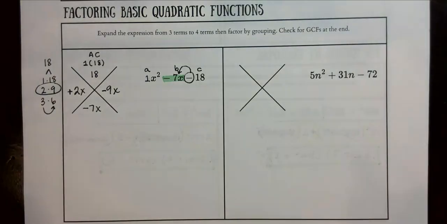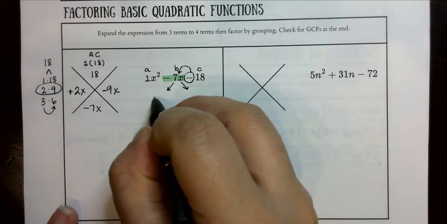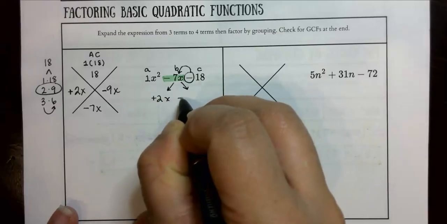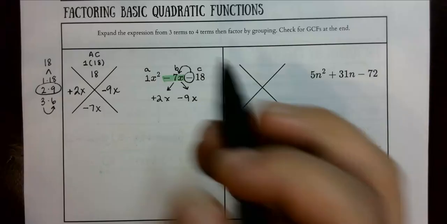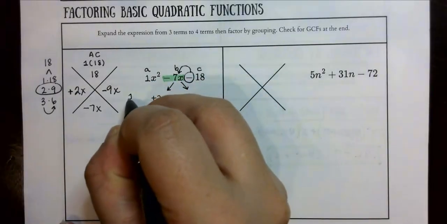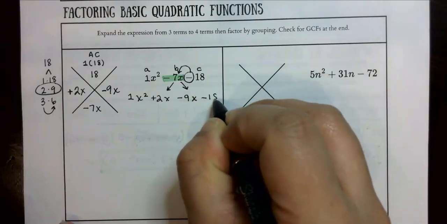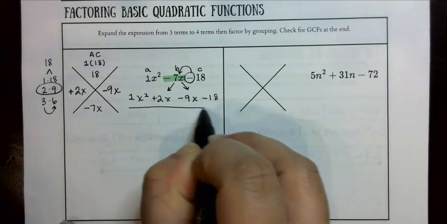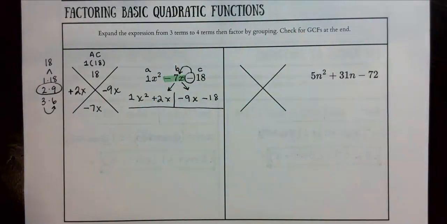All right, so we're going to expand. And we're going to say positive 2x, negative 9x. So we're replacing that middle term, that b value, with two numbers. Take the first number, bring it down, 1x squared. Then bring down the negative 18. Since now we have 4 terms, we're going to split it. Remember, the negative belongs to the 9. And we're going to find our GCDs, our GCFs, and we're going to simplify it all the way.